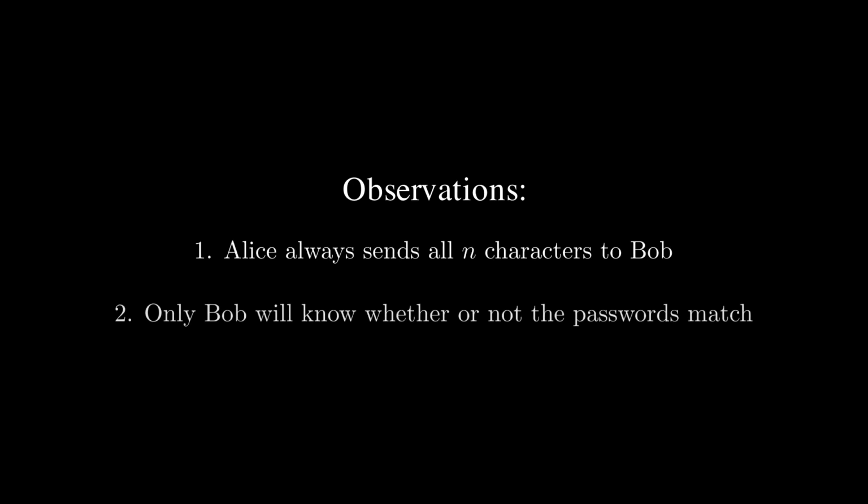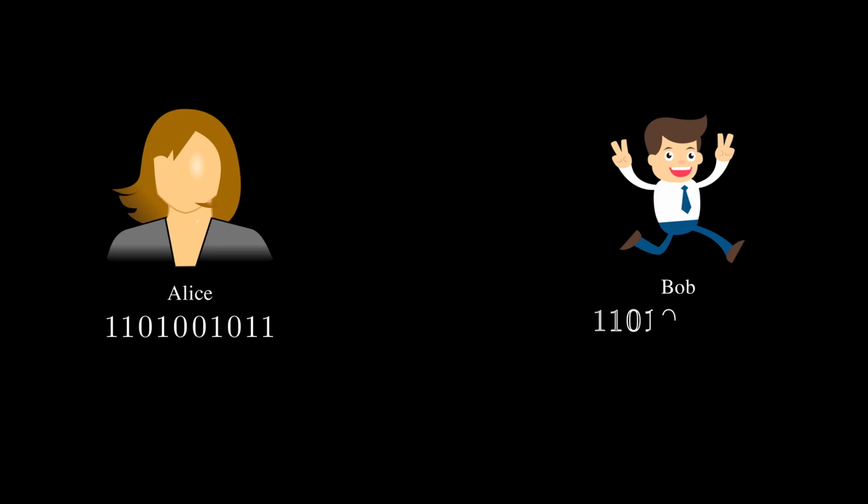We'll quickly note that in this protocol, Alice will always send all n characters of her password to Bob, and only Bob will know whether or not the passwords match. If we want Alice to know as well, Bob can send her a single bit message after she sends all n characters of her password. Bob's message will be a 1 if he concluded that the passwords matched, and will be a 0 otherwise. This detail, however, is not important to the problem at hand.